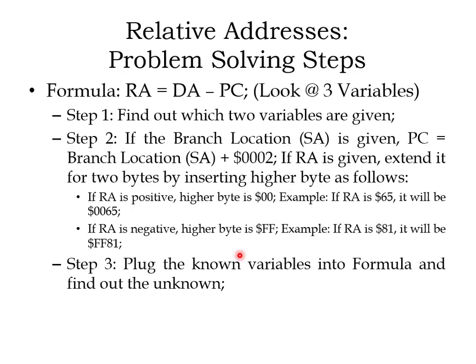And then, as I said, out of the three, I now know two. Whichever two it might be, let's say I know the relative address and PC and I'm looking for the destination address, or I know the destination address and PC and I'm looking for the relative address. So I plug in two and then I find the third one, because all you have is three variables and you just need to know two out of three to find the third one.